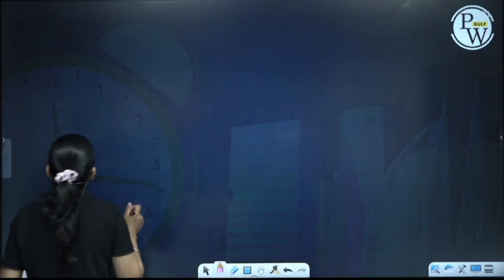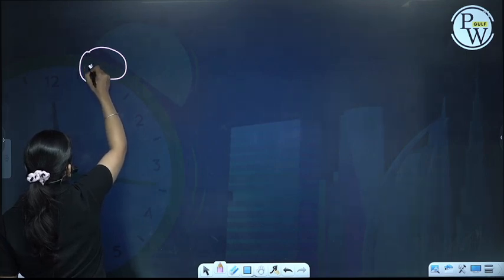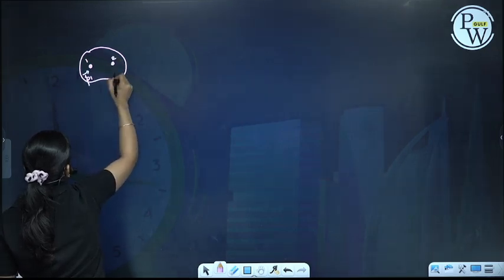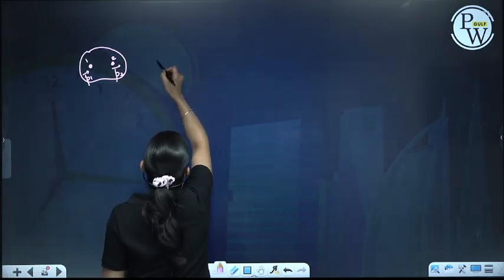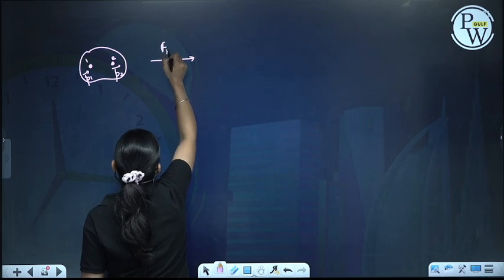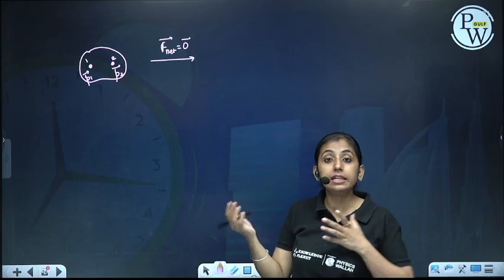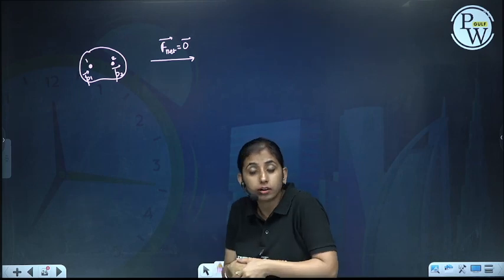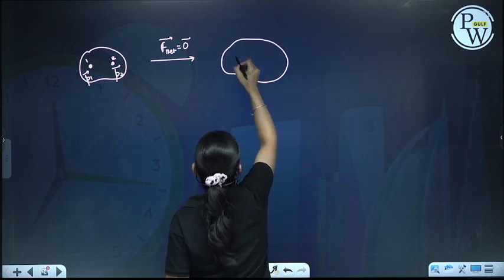Now let us see if we have a system of two particles, 1 and 2. p1 is the momentum of particle 1 and p2 is the momentum of particle 2. No external force is acting, F net is 0. However, they can interact by internal forces. They can have internal gravitational force, or if they are charges, they can have electrostatic force. Internal forces can be present, and the momentum of each changes.